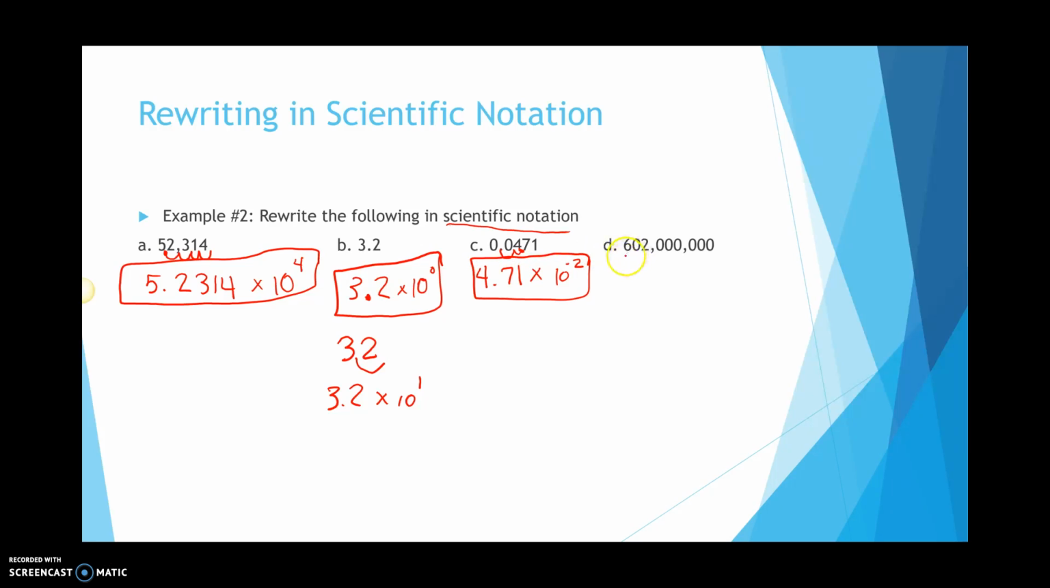For D, we have 602 million. So I'd place the decimal between that 6 and the 0, so it's 6.02 times 10. How many jumps do we get to the end of the number? We go 1, 2, 3, 4, 5, 6, 7, 8, times 10 to the 8th, and that would be my answer in scientific notation.